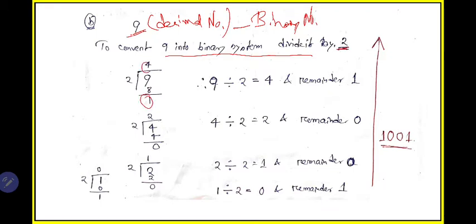So here your answer is 4. If you divide 9 by 2, the answer is 4 and the remainder is 1. In the second case, divide this answer again by 2. 4 by 2, 2 2s are 4. So 4 minus 4 is 0.